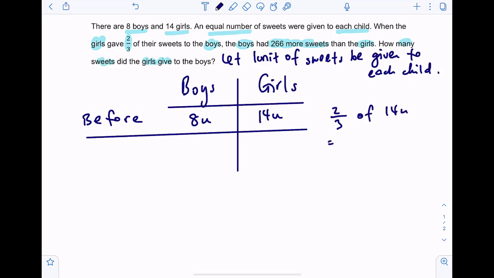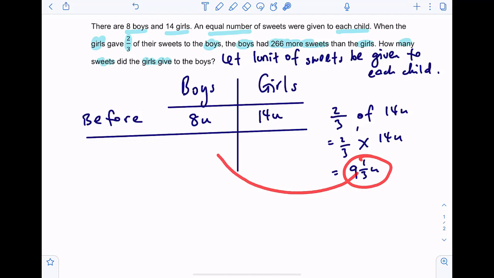Now, in mathematics, the word "of" gets replaced with times. So 2/3 times 14 units. That is actually 9 whole and 1/3 units of sweets that has been given to the boys. So 9 whole and 1/3.